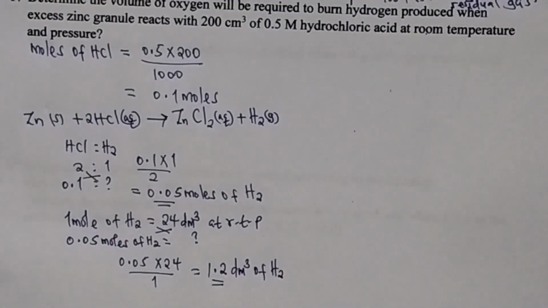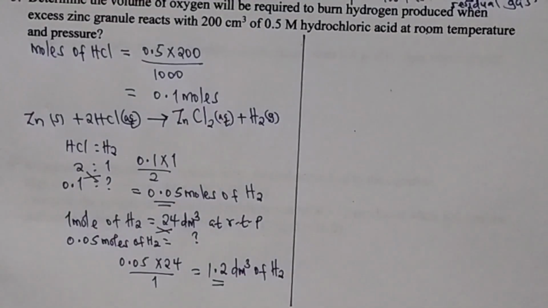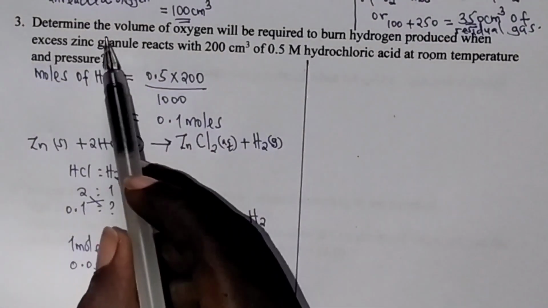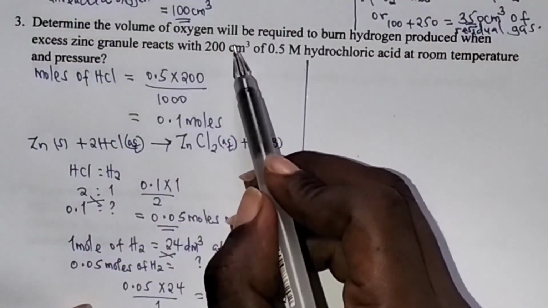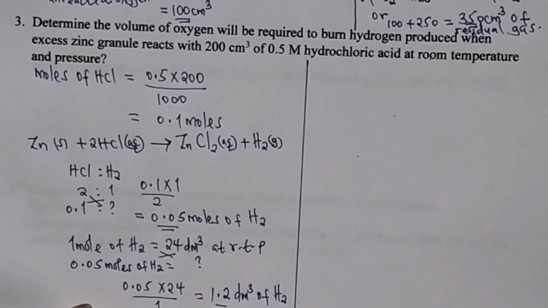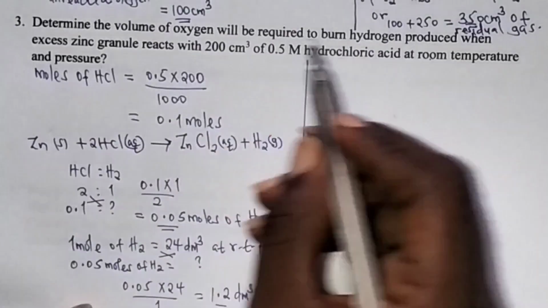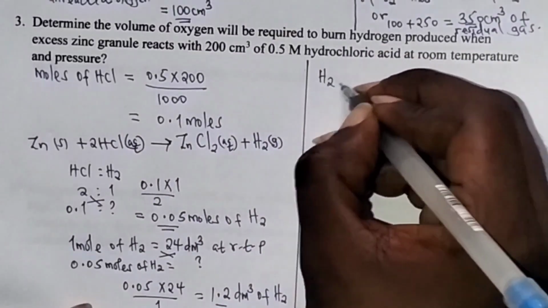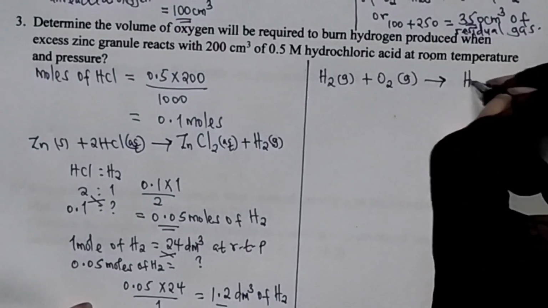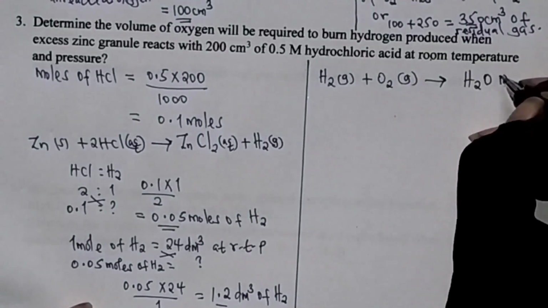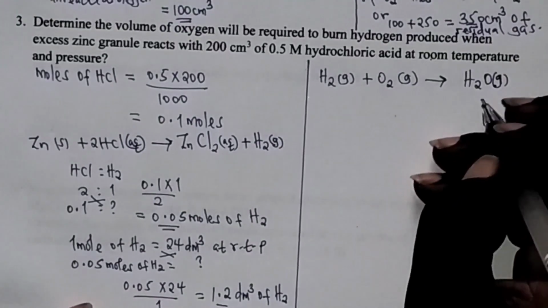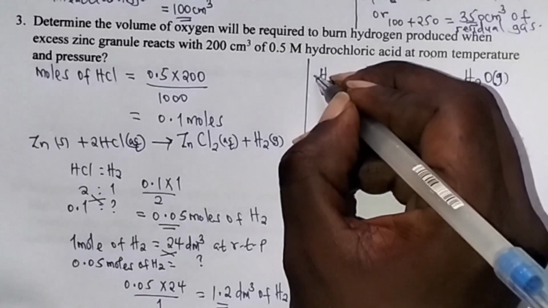So next, let's proceed. In the next step, let's check the demand of the question. What the question is asking, we are told determine the volume of oxygen required to burn hydrogen. So if we get the volume of hydrogen in decimeter cube, let's write the reaction between oxygen and hydrogen. So hydrogen gas reacts with oxygen gas to produce water, which is liquid, or steam, which is gas. To balance the equation, we have to put 2 on the side of water and 2 on the side of hydrogen.